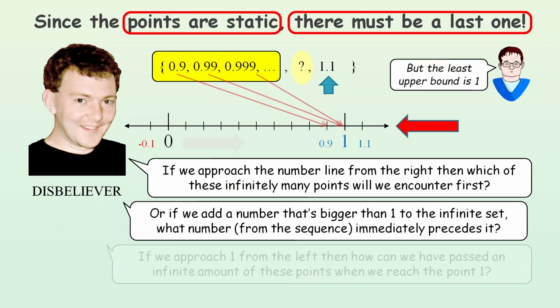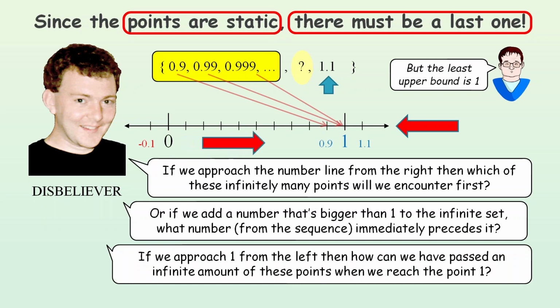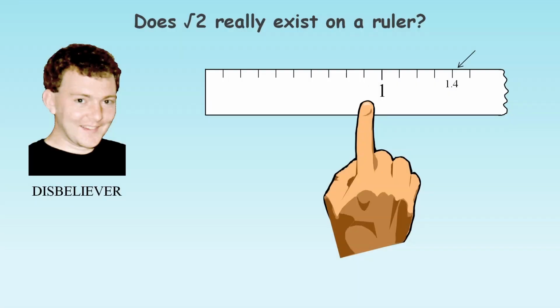Or if we approach 1 from the left, then how can we have passed an infinite amount of these points when we reach the point 1? And how can we not have passed a last point? We've already seen that we can't construct a length of the square root of 2, because we can't have an irrational amount of pixels on a screen.